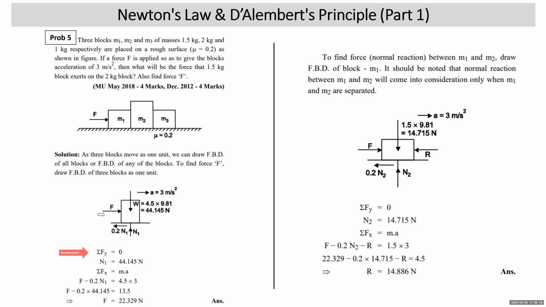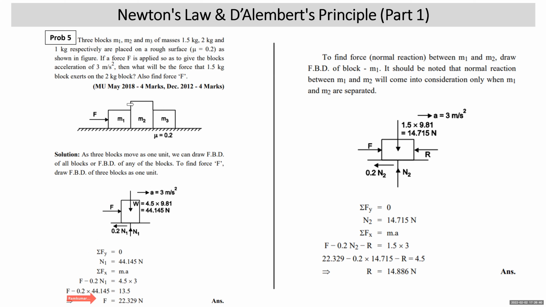Sigma Fx is equal to Ma. Forces in the direction of acceleration will be taken as positive. F minus 0.2 N1 is equal to Ma. Put the value of N1, and you get the value of F. So F is 22.329 Newton. This force is required to cause the acceleration of the 3 blocks of 3 meters per second square.